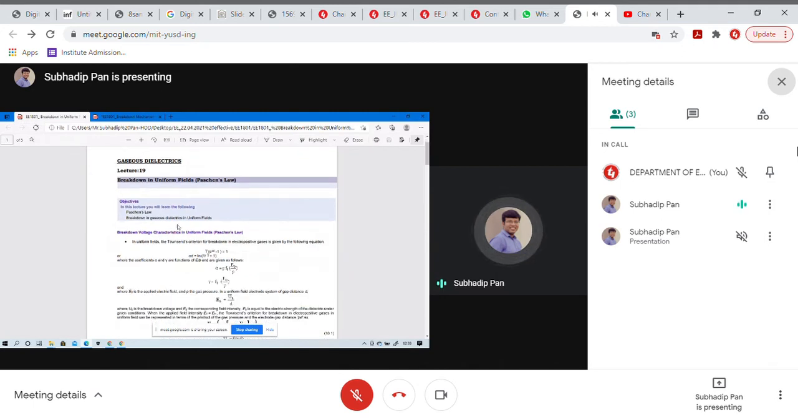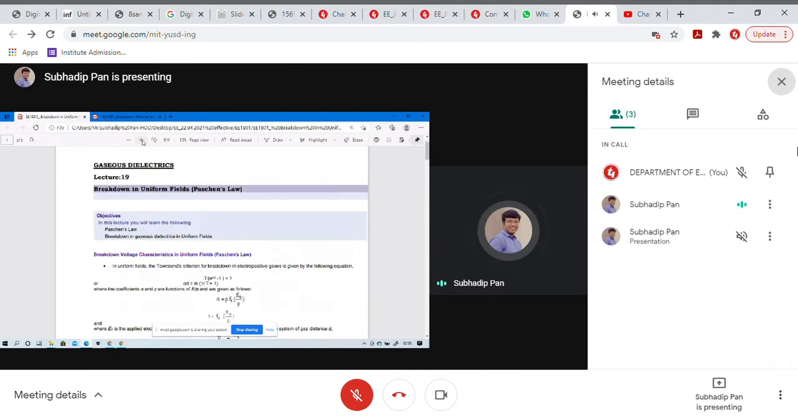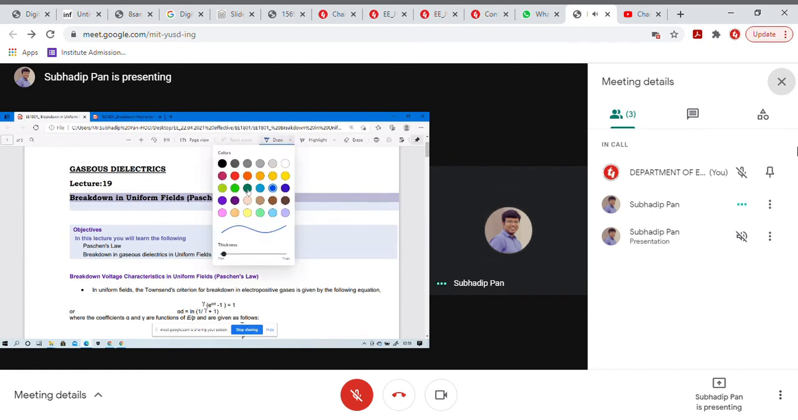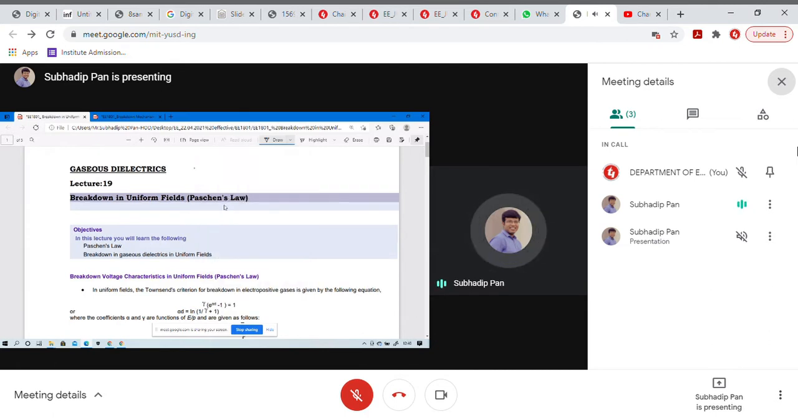Today we will make the text a little bit larger so that you can see it comfortably, okay. In this lecture, we will discuss the breakdown in the uniform field, right? So I think we should take black. Okay, so we have to discuss the breakdown in the uniform field.